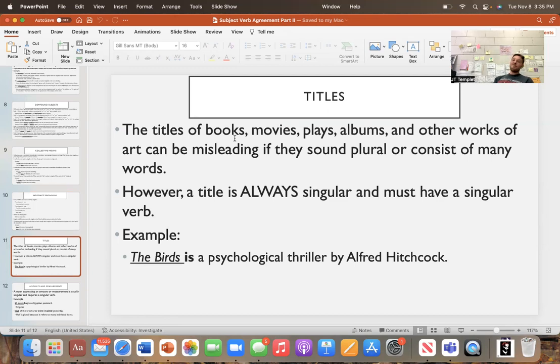Titles. The titles of books, movies, plays, albums, any work of art can be misleading, especially if they sound plural or consist of many words. However, a title, to keep in mind, is pretty straightforward. A title is always going to be singular and has to have a singular verb. So for instance, The Birds, it's a movie by Alfred Hitchcock. There are multiple birds in it. However, it is one movie. The Birds is one thing. So we use a singular verb. The Birds is a psychological thriller by Alfred Hitchcock.